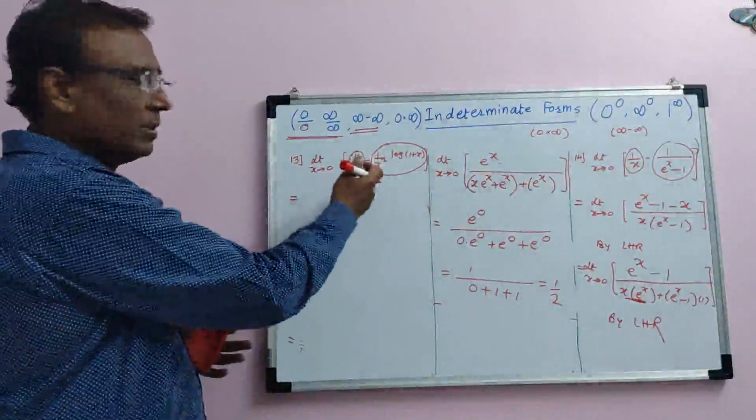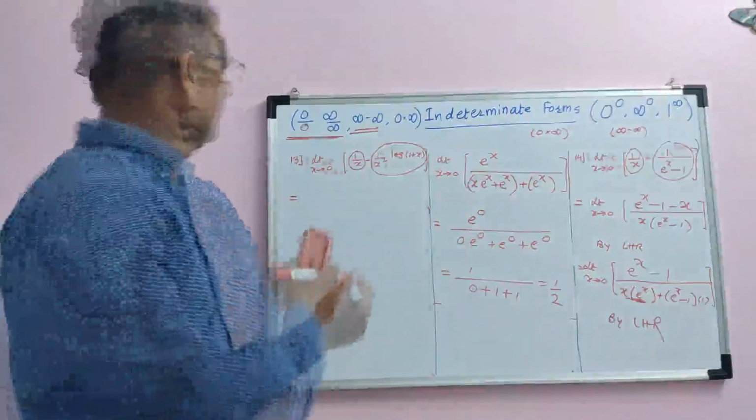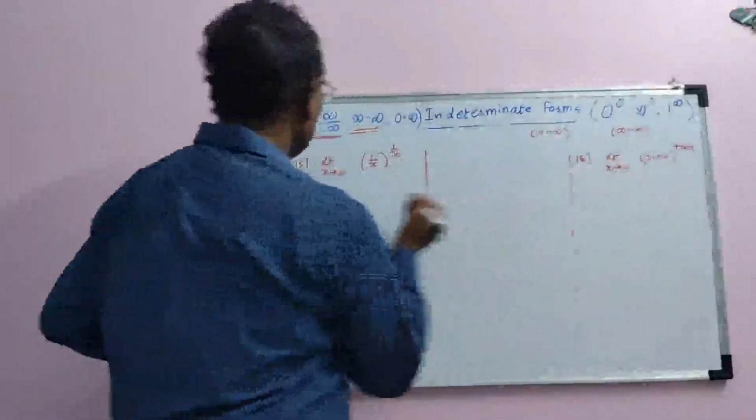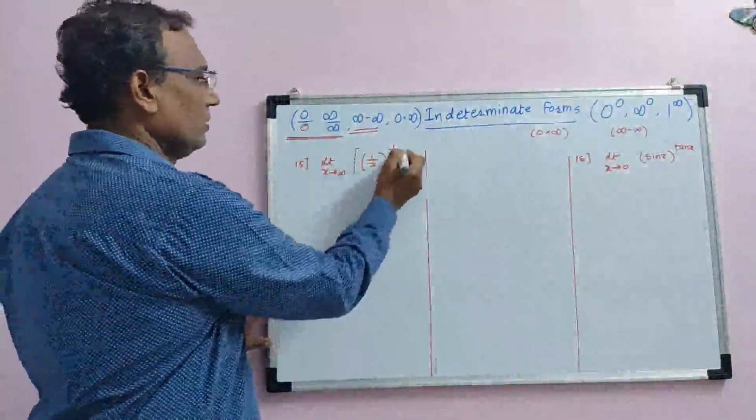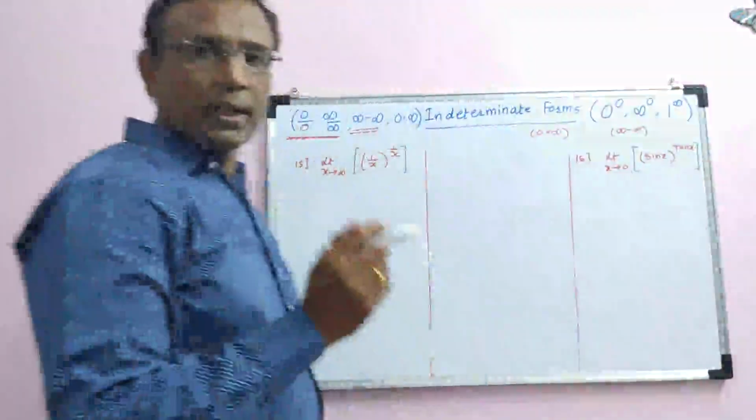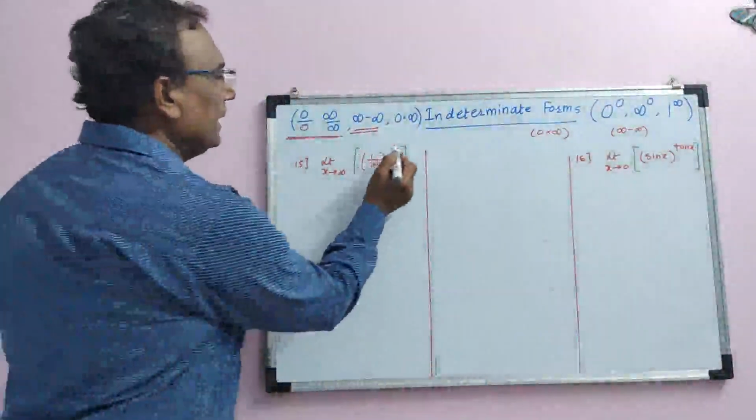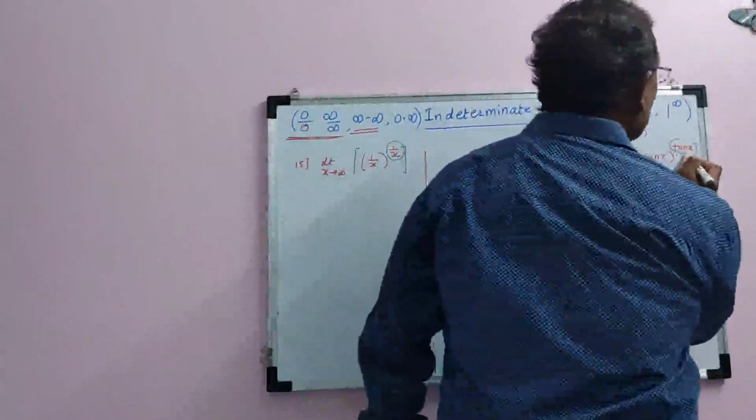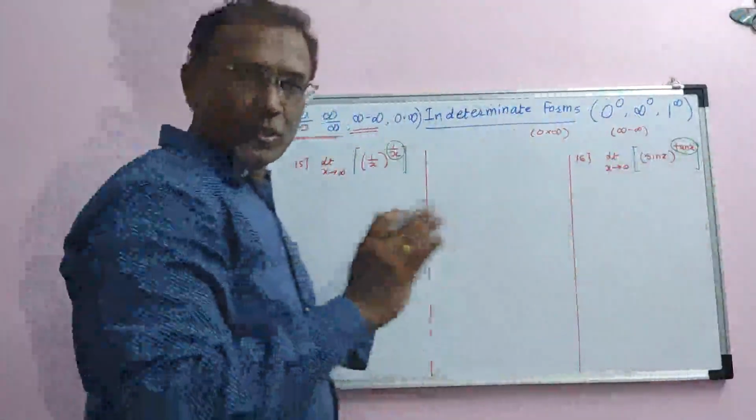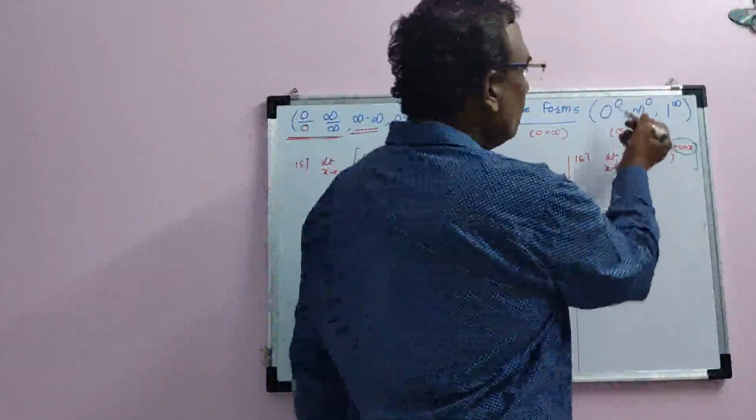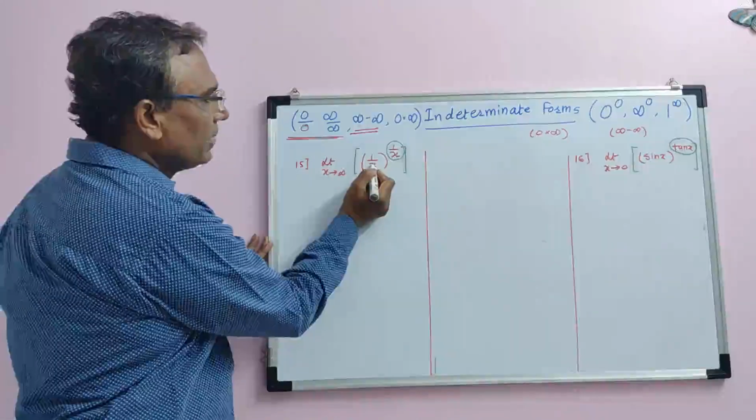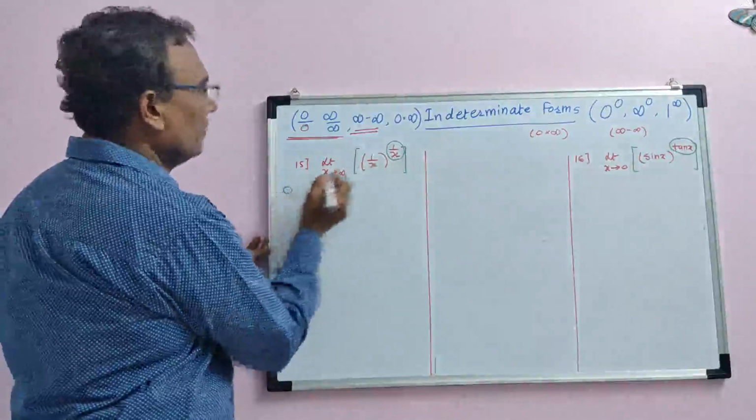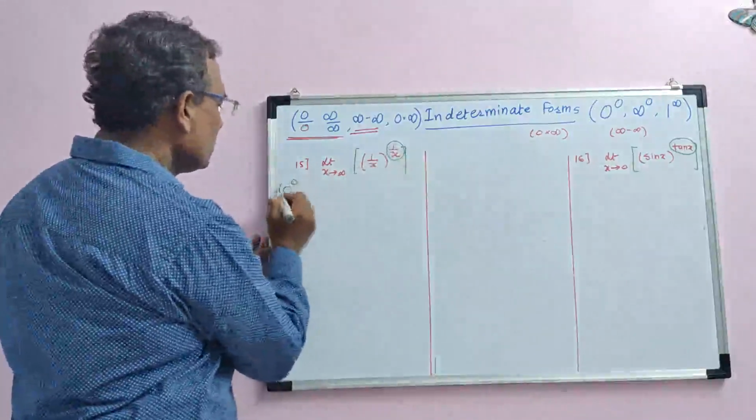Take LCM, x square, and go on solving. Here, 15th and 16th: limit x tends to infinity, this function; limit x tends to 0, this function. Okay. Then if you look at these two functions very carefully, at an index place, the variable is present. At an index place, x, means the variable, is present. If the variable is present at the index, the problem goes to one of these three forms. Check it. See, if you put x equal to infinity, 1 by infinity is 0, and 1 by infinity is 0, means this is 0 raised to 0 form.